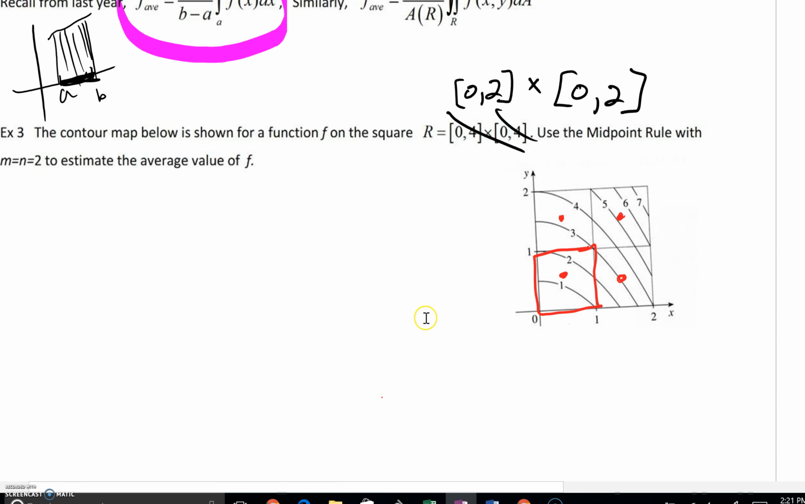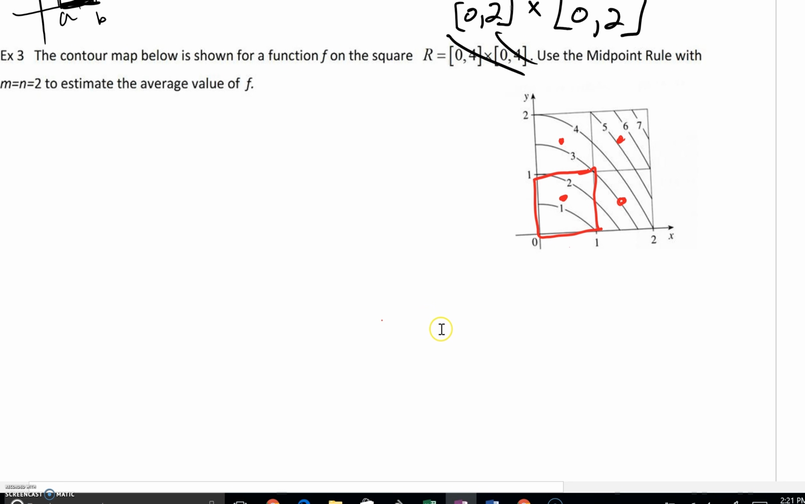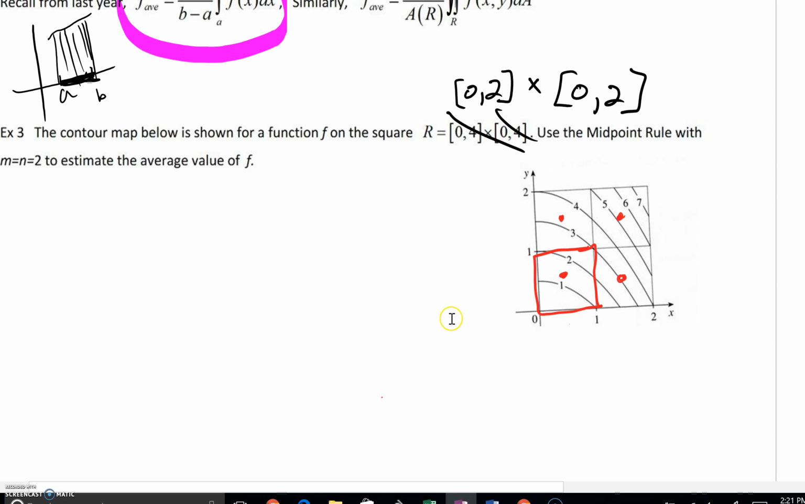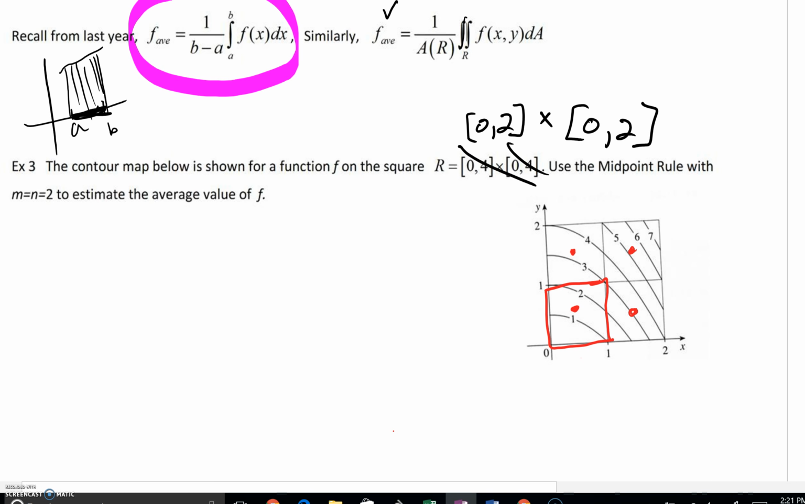So here we have a contour map below. It's shown for a function. We need to change this to 0, 2 and 0, 2. And we want to use a midpoint rule with m equals n equals 2 to estimate the average value.